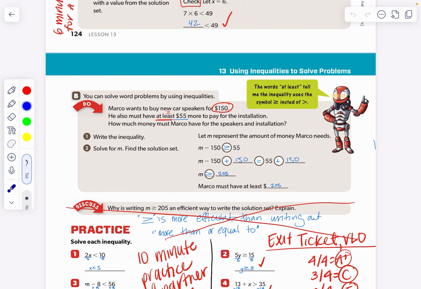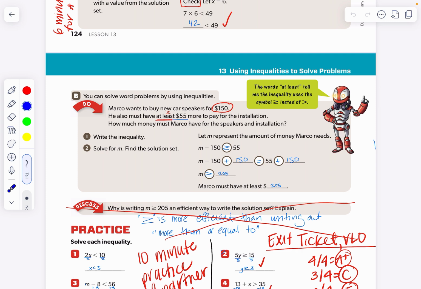So you want to ask students, what do we know about what's going on in this word problem? Have them turn and talk and reframe the question in their own words. We know that Marco's speakers cost $150. We also know that he wants to not only buy it, but he wants to pay for it to also be installed. So we know that he is going to need money for the purchase and money for the installation. He needs to have enough money for the purchase and for the installation.